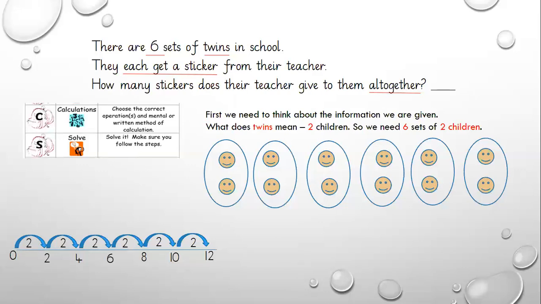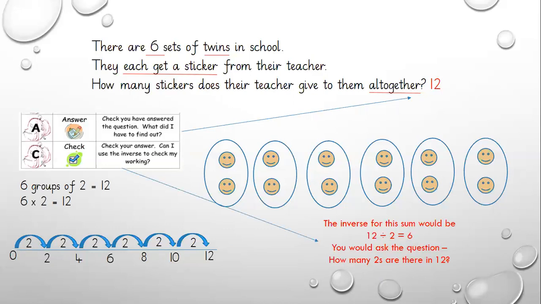Again, I've done my number line, starting my multiplication jumps from 0. I know I need 6 jumps because I've got 6 sets of twins. And I know twins are 2 children, so I need steps of 2. So if you look at my number sentence, I've got 6 groups of 2 equals 12. Or you can say 6 times 2 equals 12.